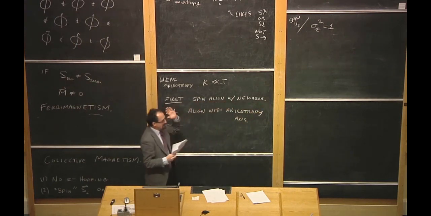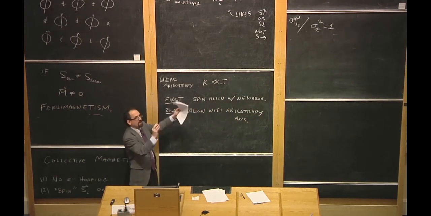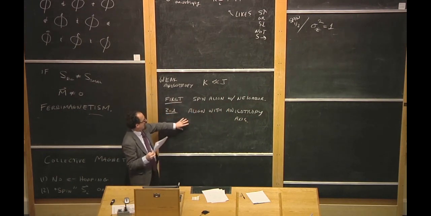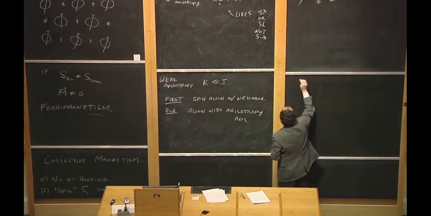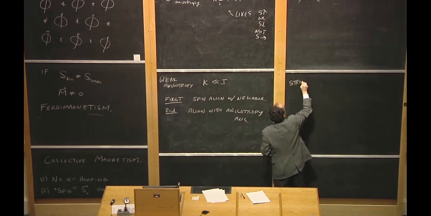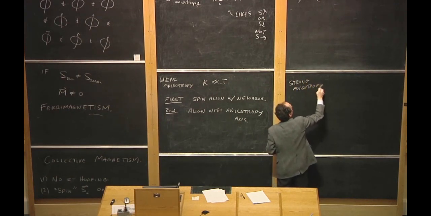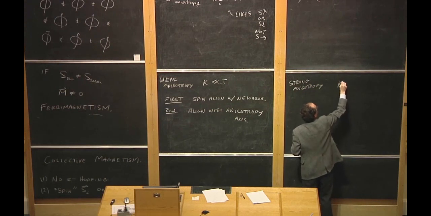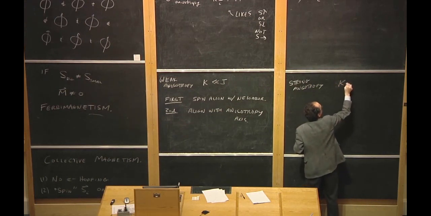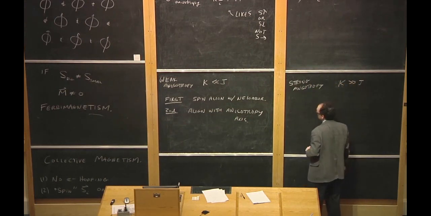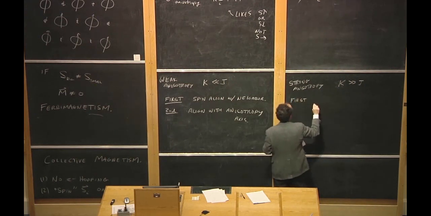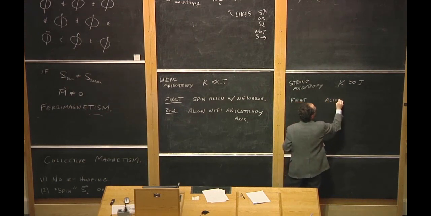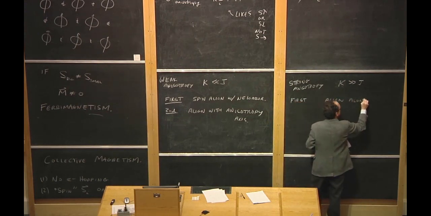So first, you align with your neighbors, and then everyone decides that they're better off if they all align with the anisotropy axis. Now, if you compare that to the case over here, strong anisotropy, meaning this anisotropy constant, kappa, is much bigger than J, then first you want to align along the anisotropy axis.